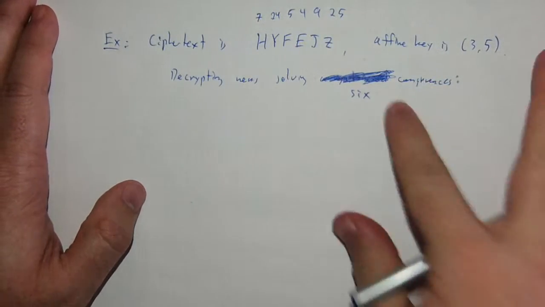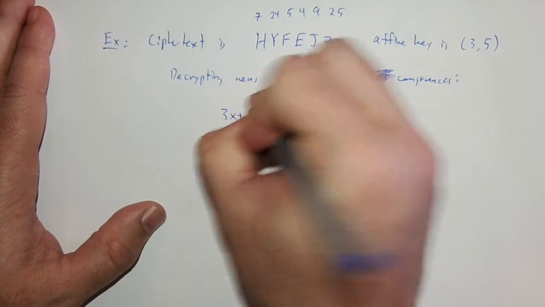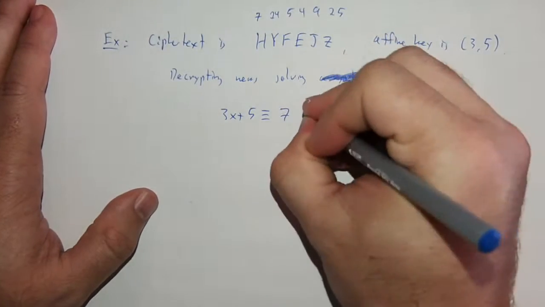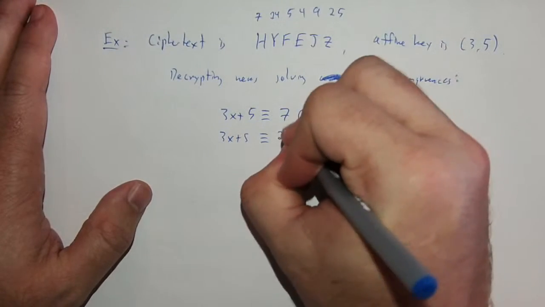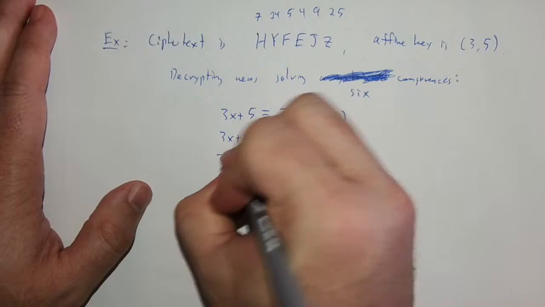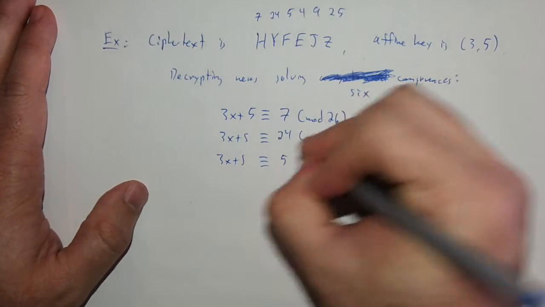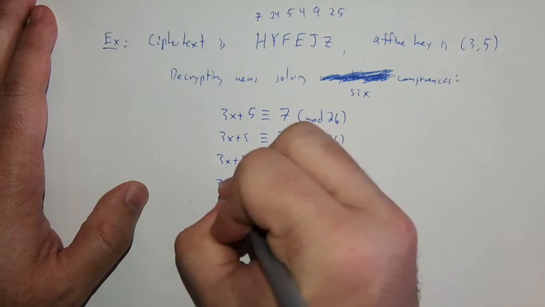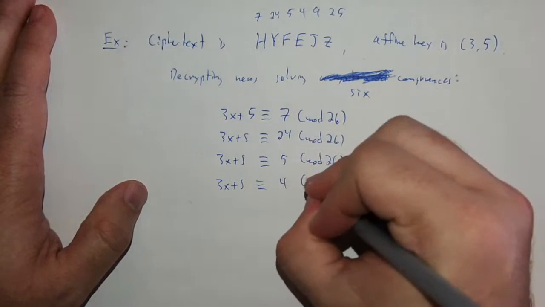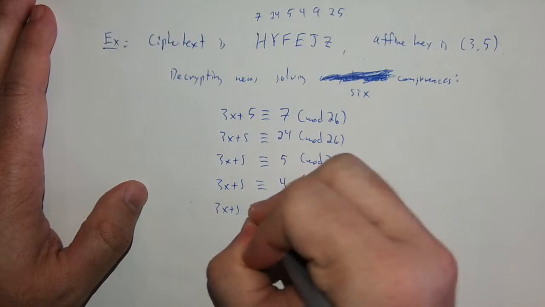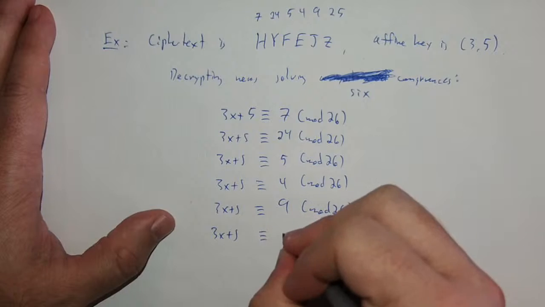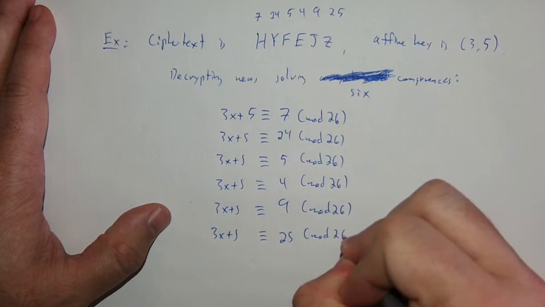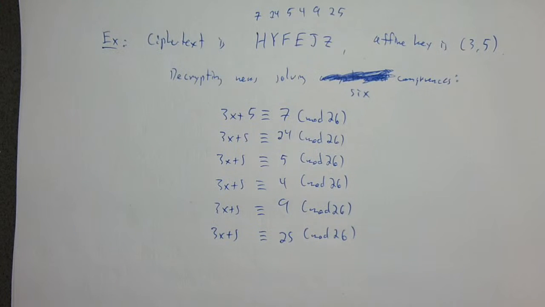Okay, so writing that, the 6 congruences in question are 3x plus 5 is congruent to 7 mod 26, 3x plus 5 is congruent to 24 mod 26, 3x plus 5 is congruent to 5 mod 26, 3x plus 5 is congruent to 4 mod 26, 3x plus 5 is congruent to 9 mod 26, and 3x plus 5 is congruent to 25 mod 26. So those are the 6 congruences that I would solve.